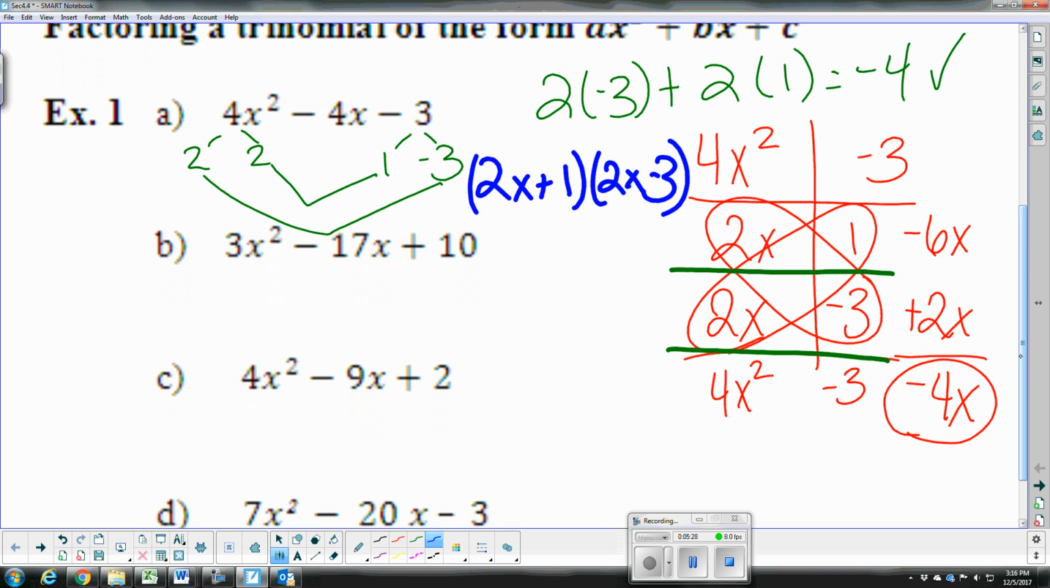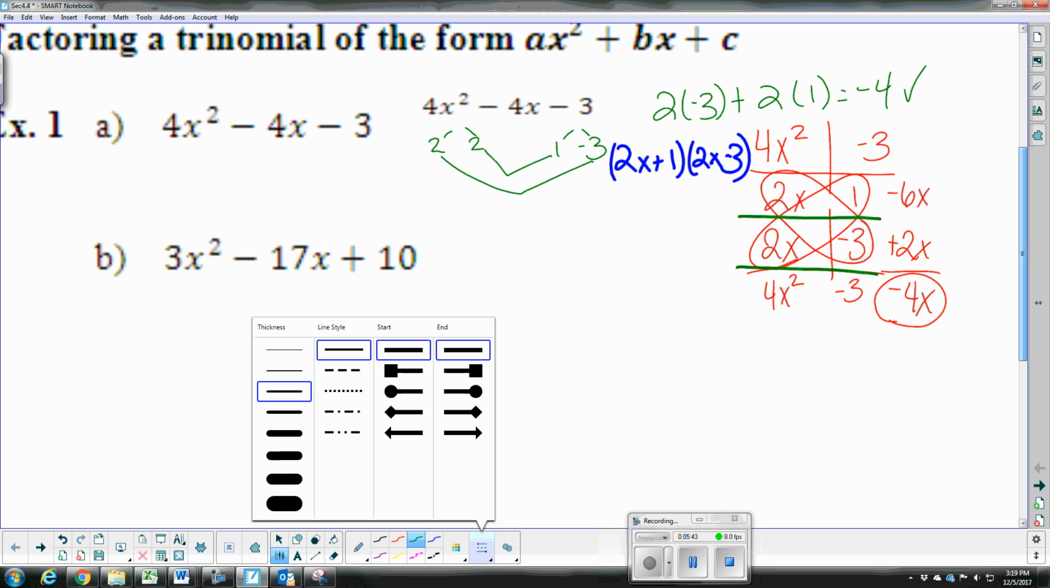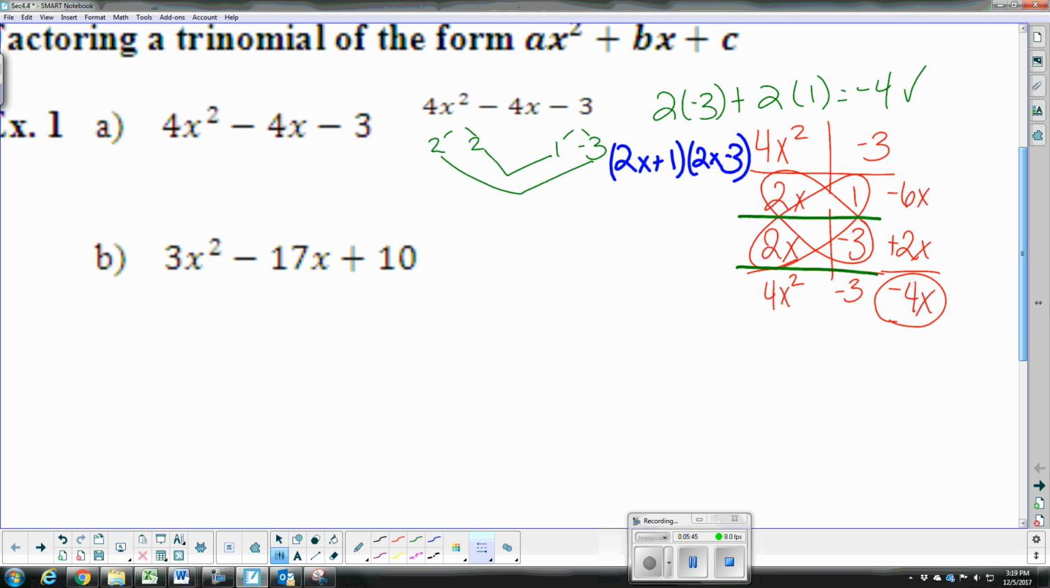All right, let's try the second one. All right, let's look at this next problem. We've got 3x squared, and we've got positive 10. So let's come up with a couple factors of 3 and a couple factors of 10. So let's try 1 and 3, negative 5, negative 2.